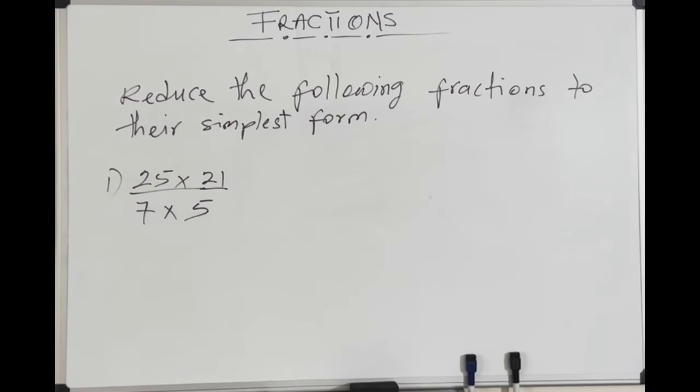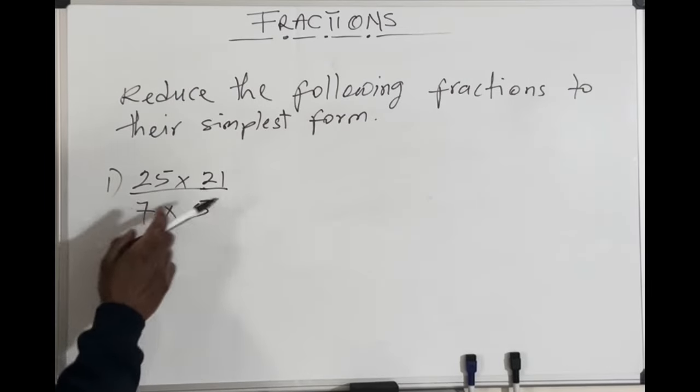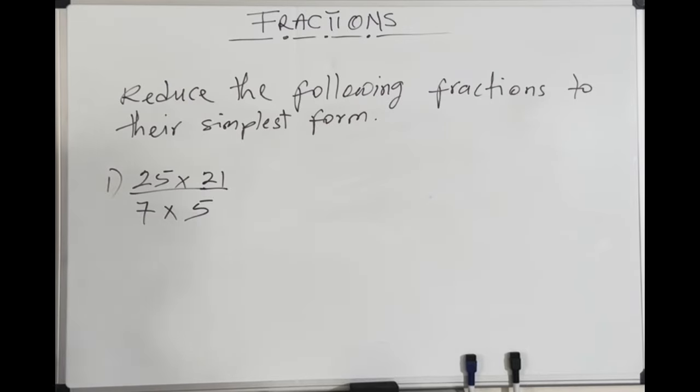Continuing, there can be a question like this: reduce the following fractions to their simplest form. So we have 25 times 21, all divided by 7 times 5. As I said, in mathematics, we always have two methods of solving a question or a problem. Sometimes it could be even three. And then the advanced mathematicians could even have 4 or 5 methods of solving a question. So for this purpose, I'll just be going by only two methods.